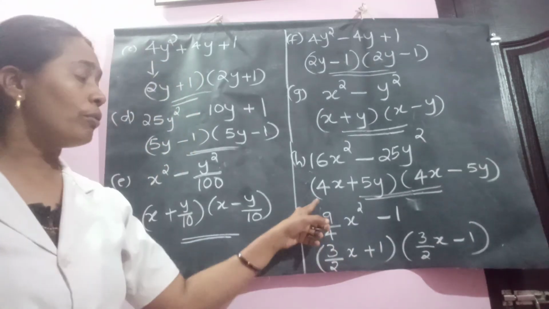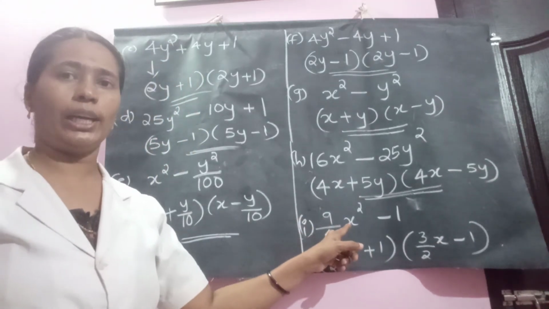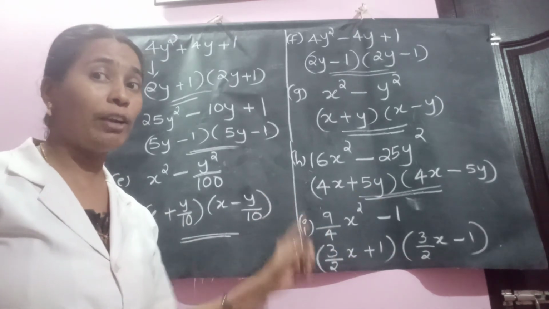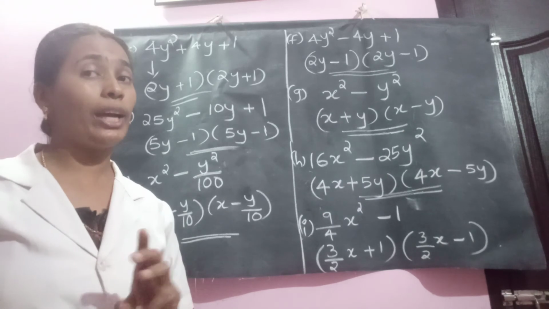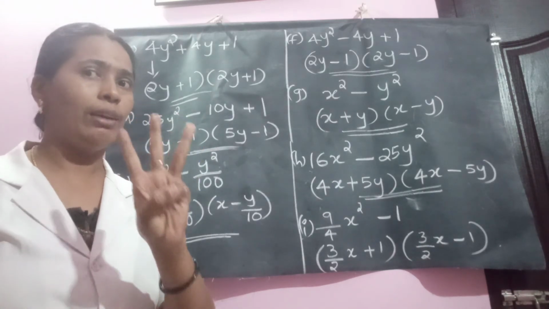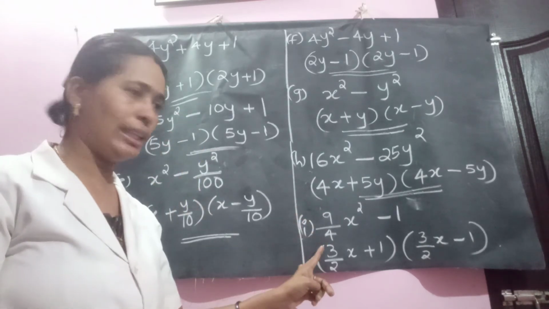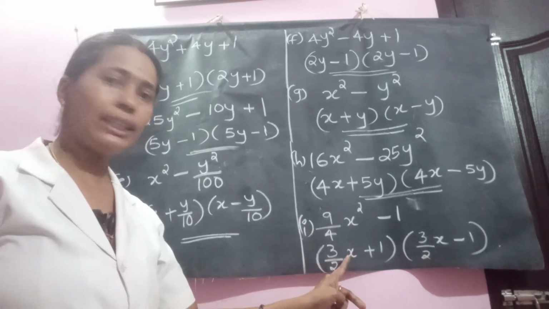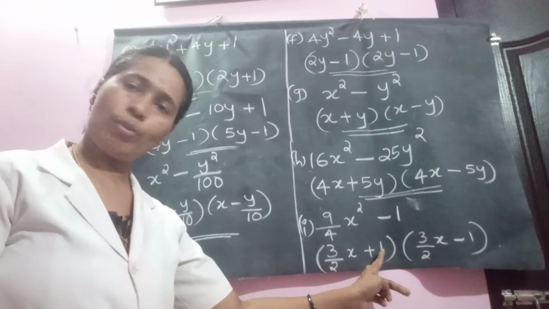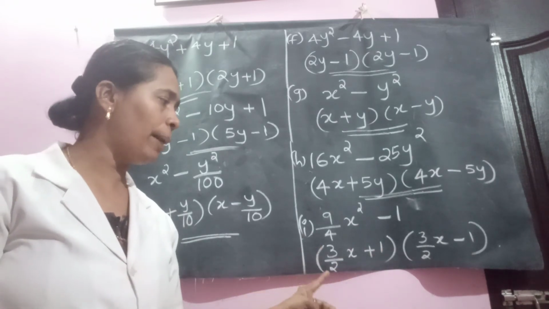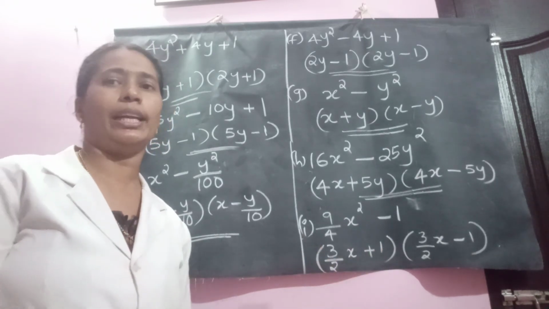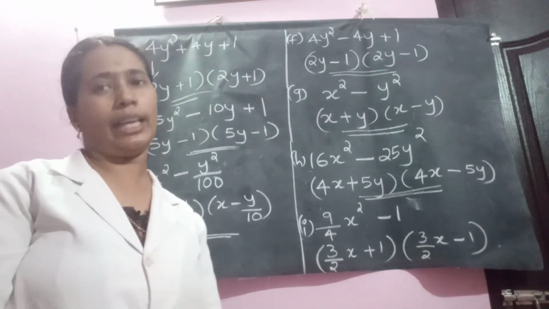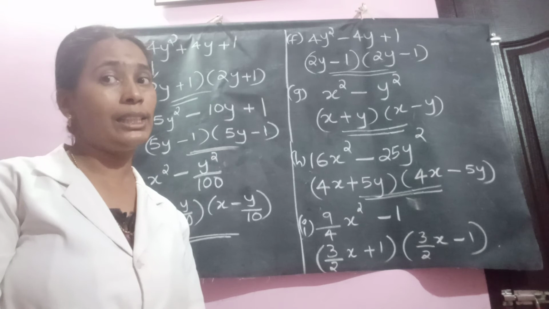Next one, 9 by 4x square minus 1. How do you write? 9 by 4x square. We need to find square root of 3. Which are they? First 9, 9 as 3. 4 as 2, by 2. X square as x. Then 1 has 1 itself. So 3 by 2x plus 1 in one bracket, 3 by 2x minus 1 in second bracket, because middle term is missing.